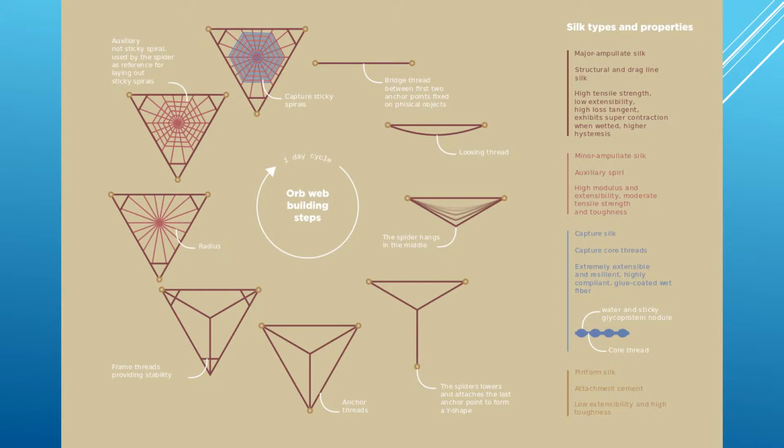At first, non-sticky construction threads are made. The distance between the threads is so wide that the spider can span the width with her legs. Finally, the sticky thread is woven between the circular threads while attaching the sticky thread to the radii. The construction thread is removed by the spider.